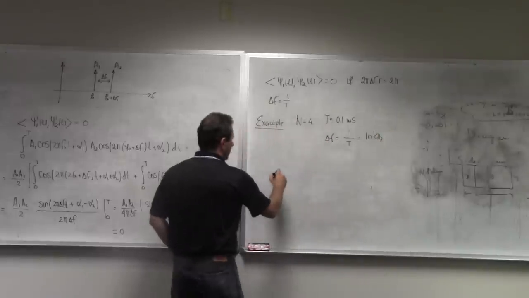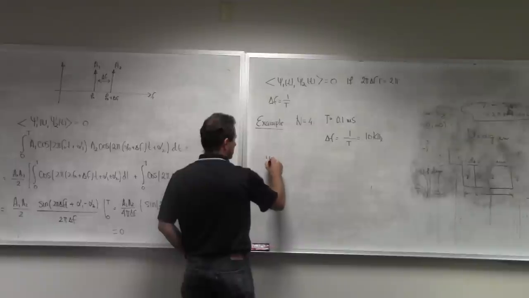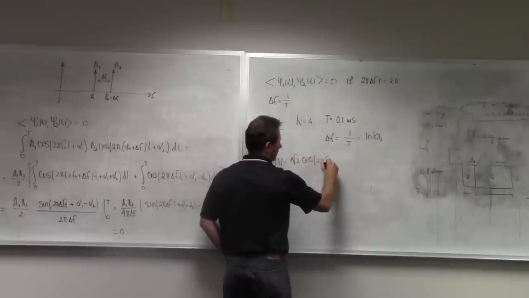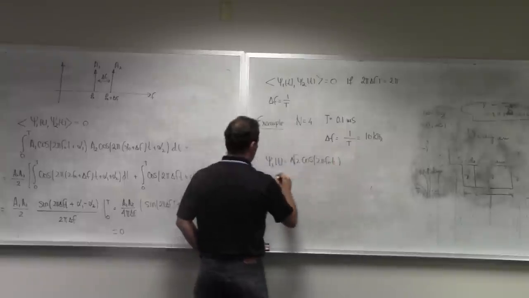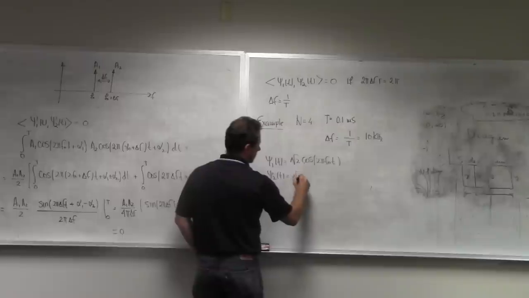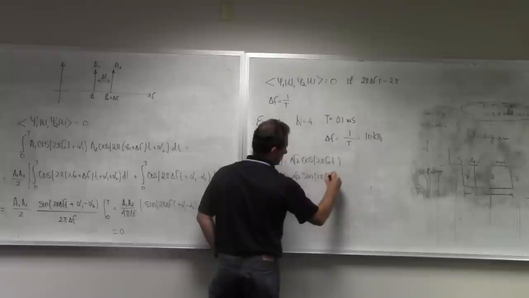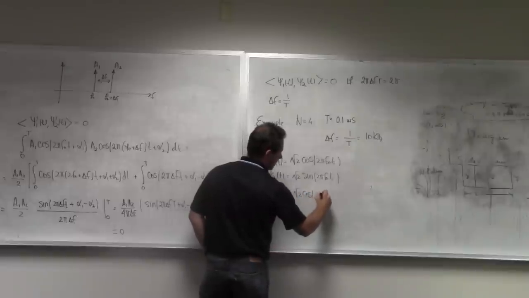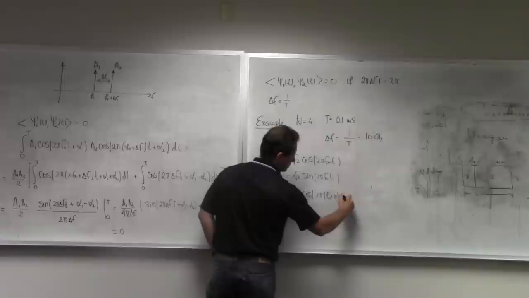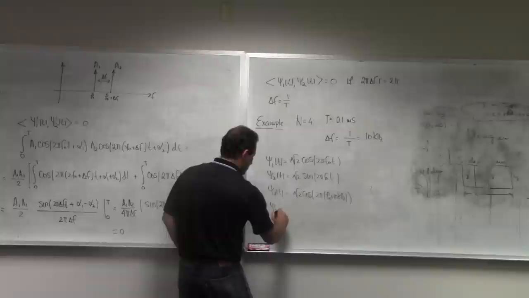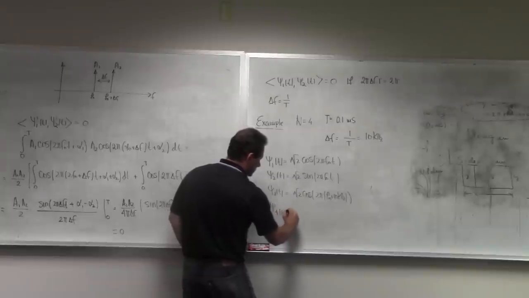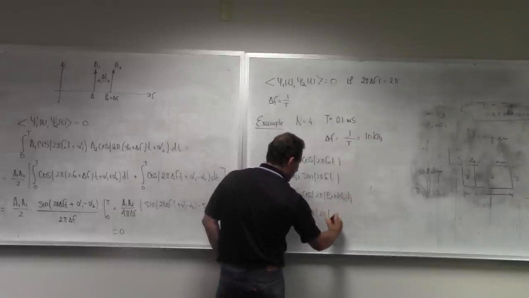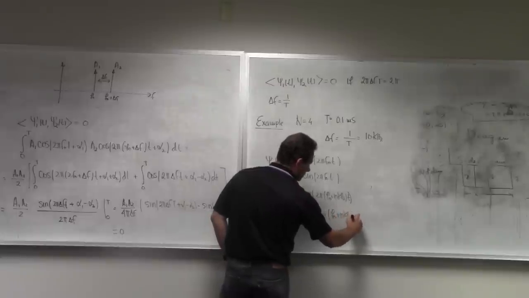Right? So now I can pick two sinusoidal basis functions. Psi 1 of t is going to be square root of 2 cosine 2 pi f0 t. Then psi 2 of t is going to be square root of 2 sine 2 pi f0 t. Then psi 3 of t, I'm going to say square root of 2 cosine 2 pi (f0 plus 10 kilohertz) t, and then psi 4 of t is square root of 2 times sine 2 pi (f0 plus 10 kilohertz) t, right?